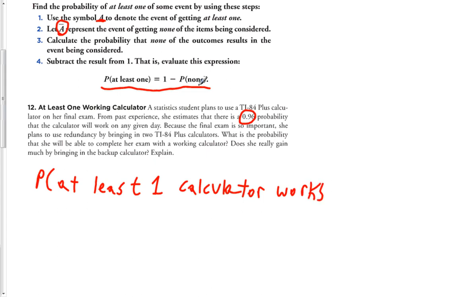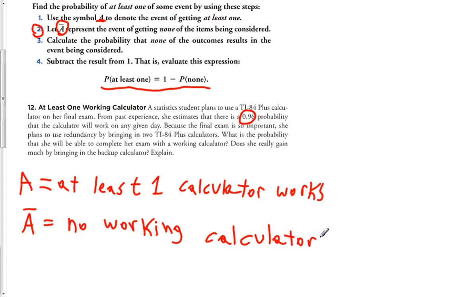So rather than going straight to the probability, let's just call this event A. That's what it says to do up here: use the symbol A to denote the event of getting at least one. So A now denotes getting at least one working calculator at the end of the test. Step 2 says let A's complement represent the event of getting none of the items. So A's complement is no working calculators.